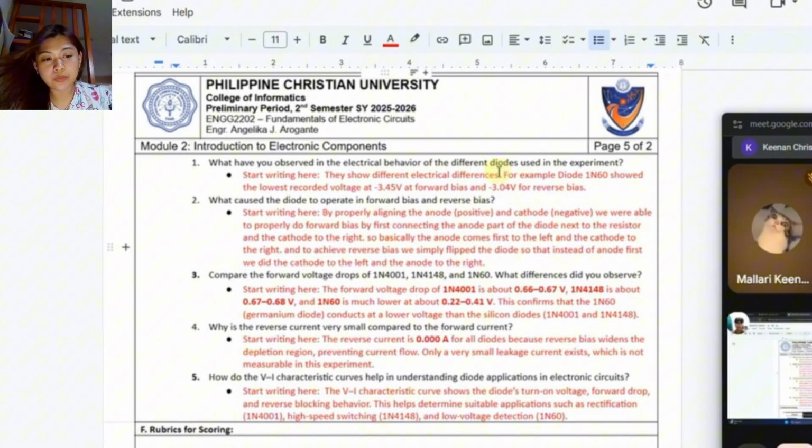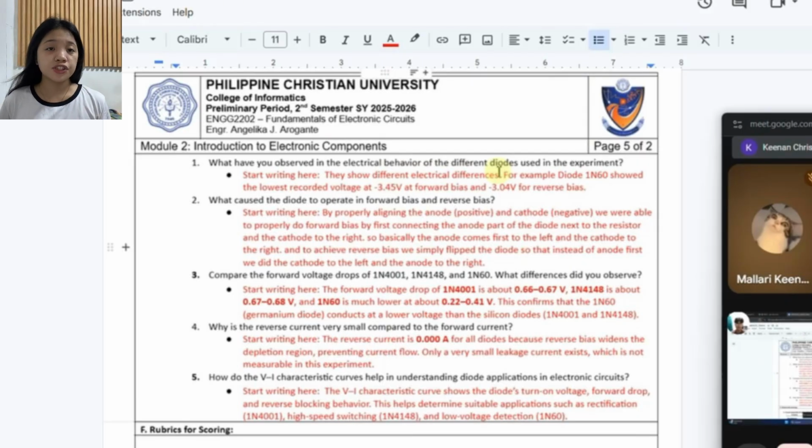Especially, the 1N60 diode requires a lower forward voltage to conduct compared to the 1N4001 and 1N4148 diodes. This difference is mainly due to the type of semiconductor material used. The 1N60 is a germanium diode, while the 1N4001 and 1N4148 are silicon diodes, which generally have higher forward voltage requirements.